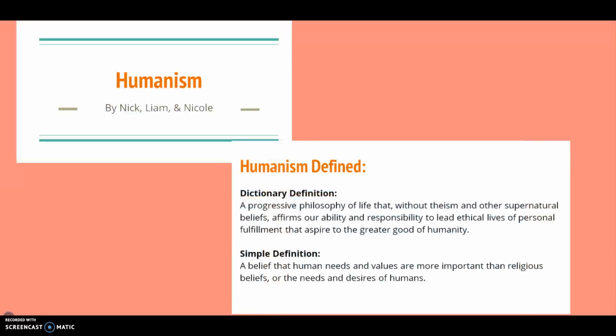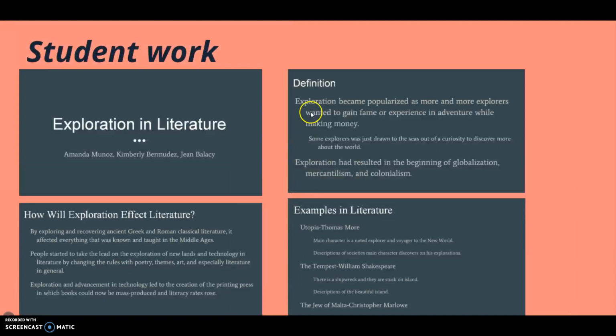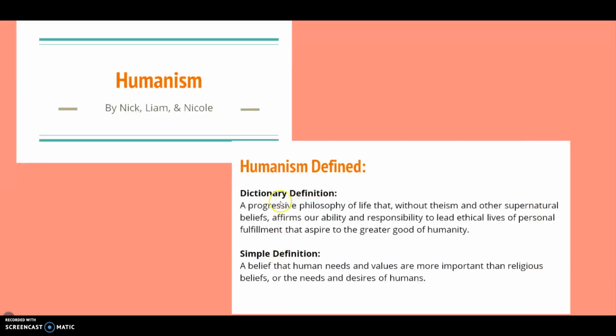For this project, they were supposed to define an aspect of literature, which in this case was exploration, say how it affects literature, and include examples. Again, in this definition, we could see how hefty the definition is.